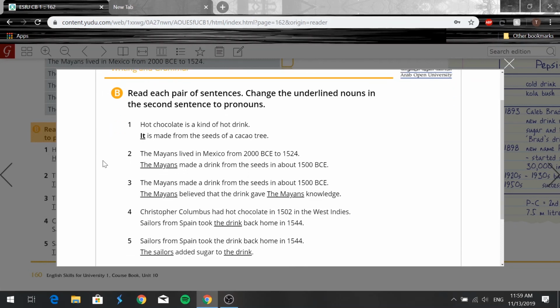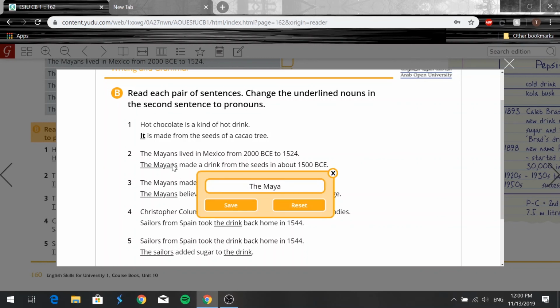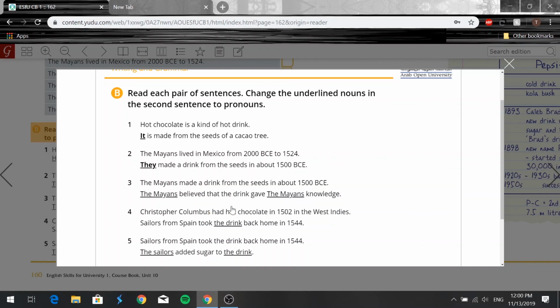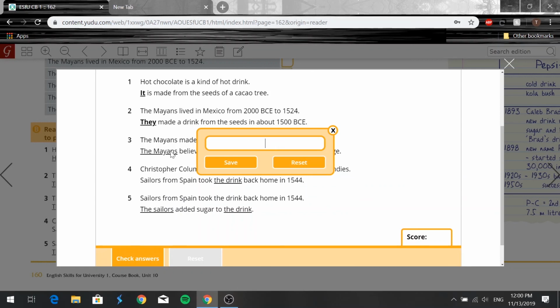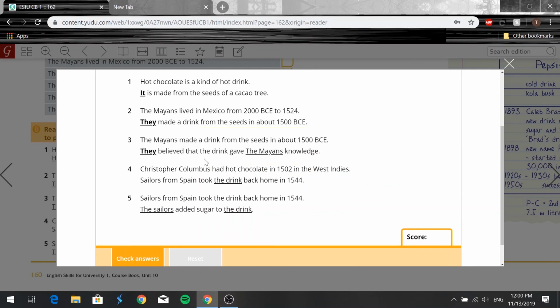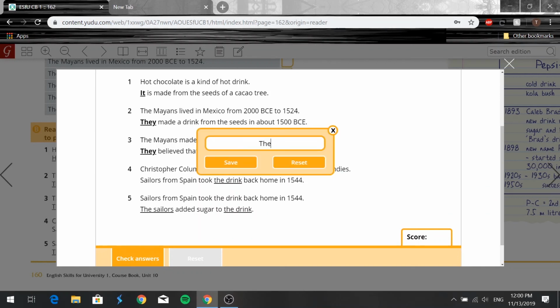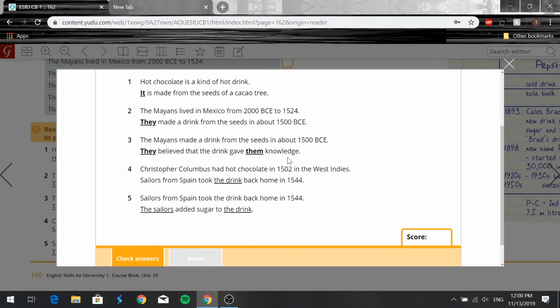2. The Mayans lived in Mexico from 2000 BCE to 1524. I'll refer to the Mayans with the word they. They made a drink from the seeds in about 1500 BCE. Again, the Mayans made a drink from the seeds in about 1500 BCE. We'll again refer to them as they one more time. They believed that the drink gave, we'll say them in this case, knowledge.